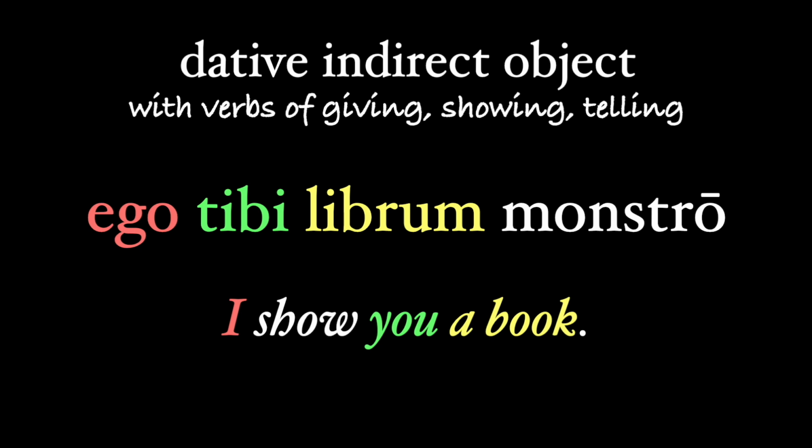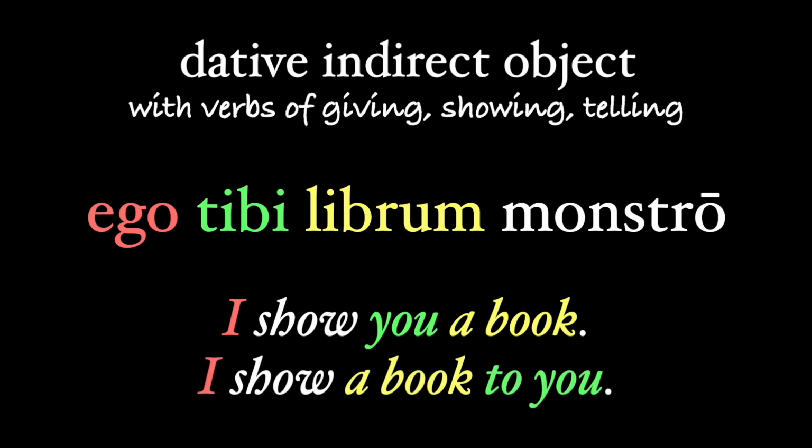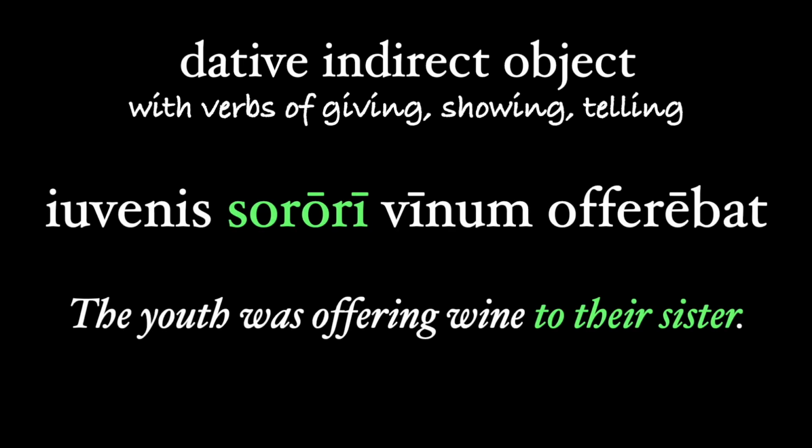And just to make sure, we can change around the word order in English and add a "to." I show you to a book. No, that's not right. I show a book to you. And let's get one more example. Iuvenes sorori vinum offerebat.